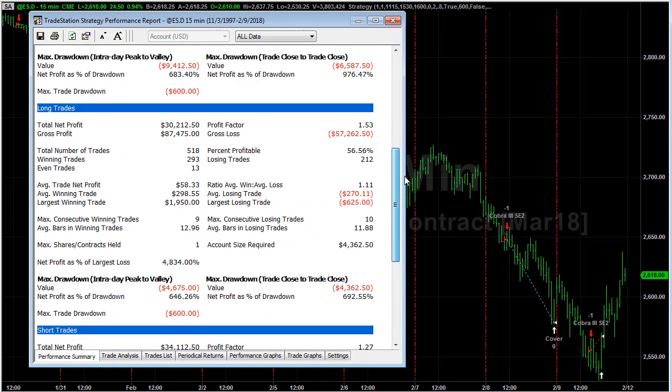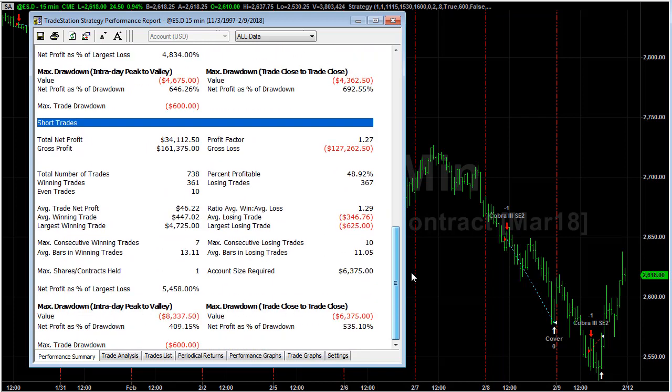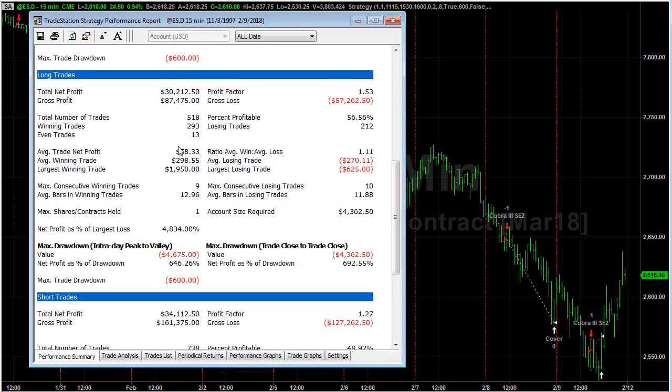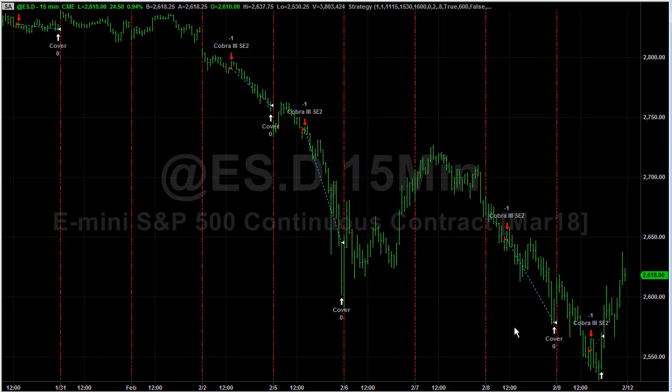So you can break it down. The long trades are $30,000, $58. The short trades are $34,000, $46. You could just take the long trades if you wanted. It has a lower drawdown, big average trade profit. It would have not captured the trades this week, or maybe it would have. It's possible that it could. It's set to a maximum of one trade per day, so it's possible that it could have captured some long trades as well.